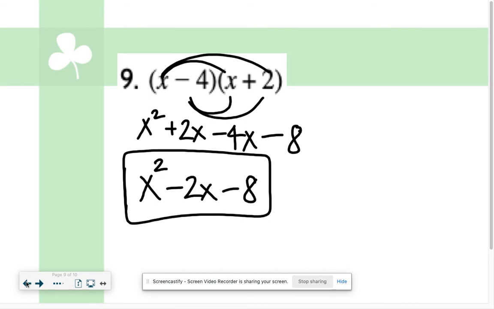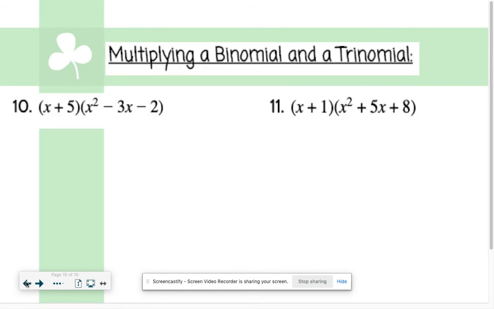Okay, now these bottom two, we're gonna take it one step further, and now we're gonna have a binomial times a trinomial, okay? The idea is the same, it just looks a little different. So what I like to do is I just start with this guy, your first term, and you're gonna multiply by everything first. And then we'll come back to our 5 and do the same thing, okay?